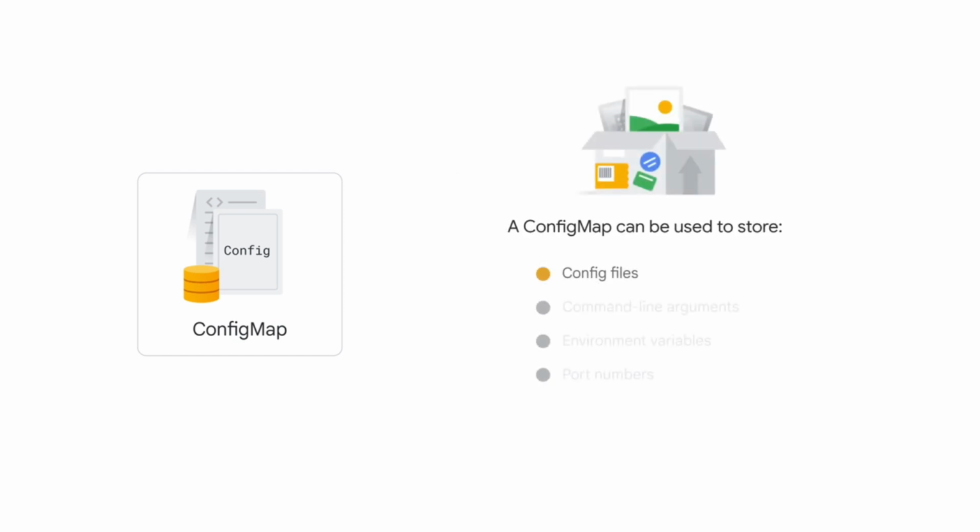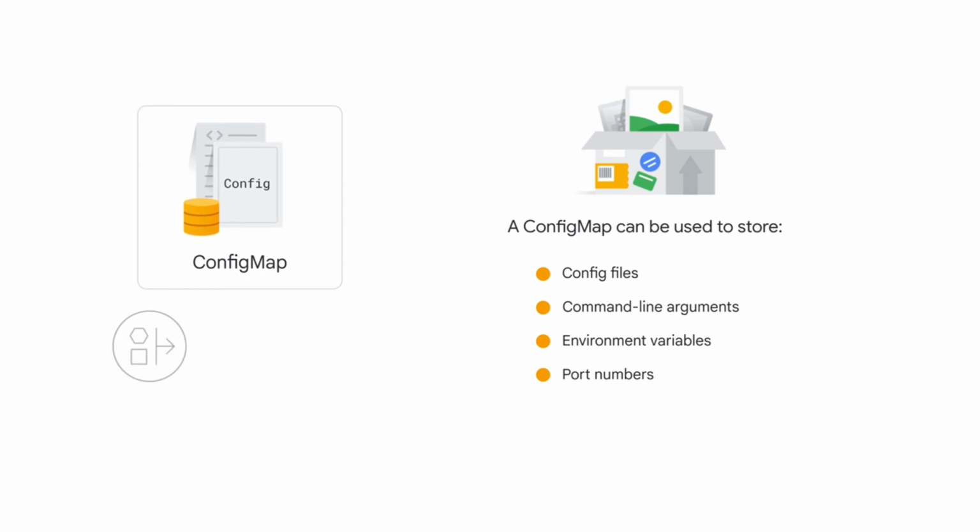Config map can be used to store configuration files, command line arguments, environment variables, port numbers, and other configuration artifacts, and make them available inside containers. This makes applications more portable and manageable without requiring them to be Kubernetes aware.